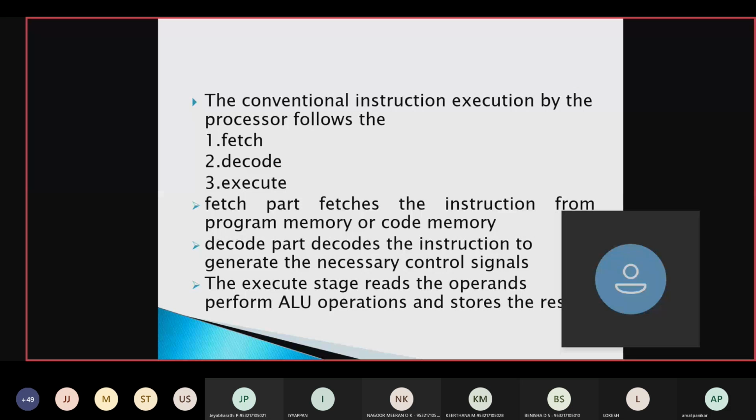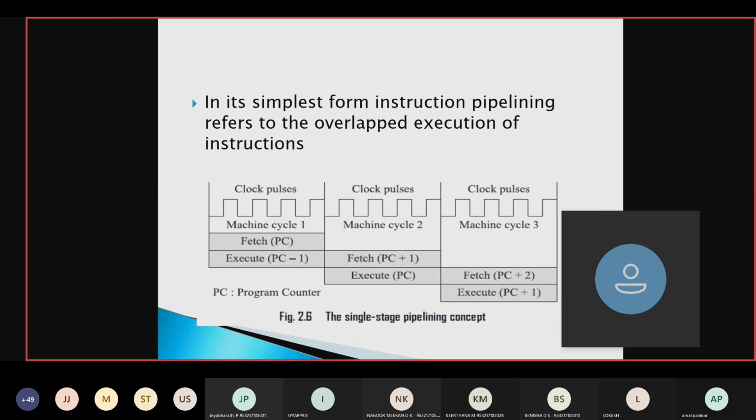So we need to have three things. One is called the fetching operation, the second is the decoding operation, and the third is the execution operation. Fetching is from the memory, and decoding is nothing but giving the necessary control signals. Execution is performing the ALU operation, arithmetic and logical, and storing the result into the memory. This is called a normal program execution.